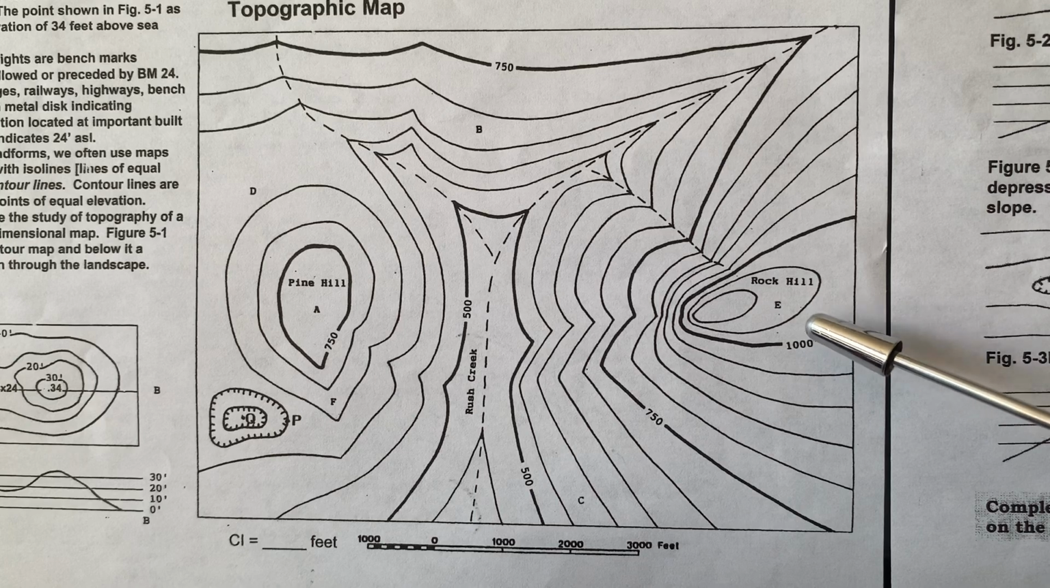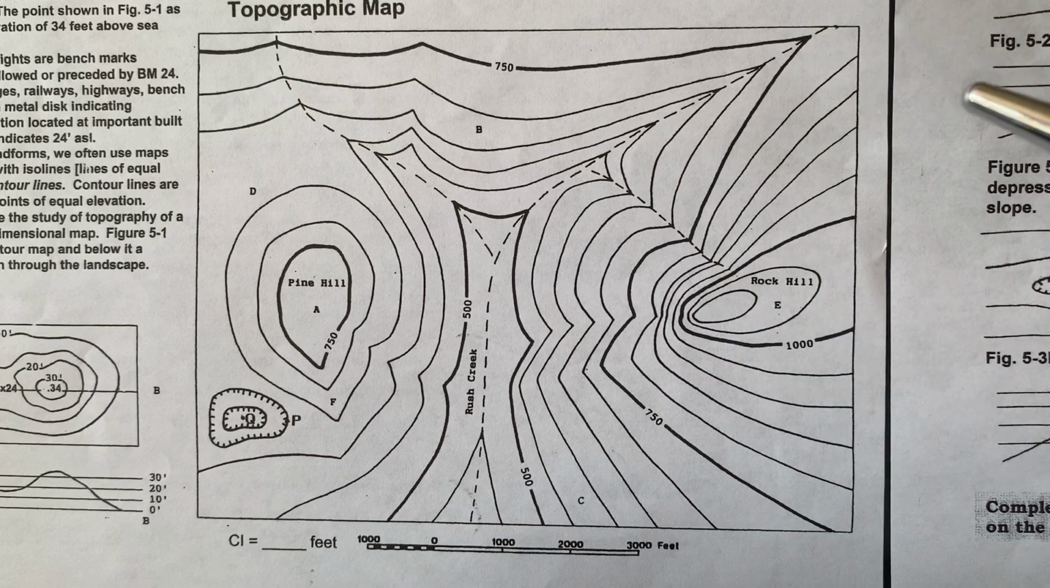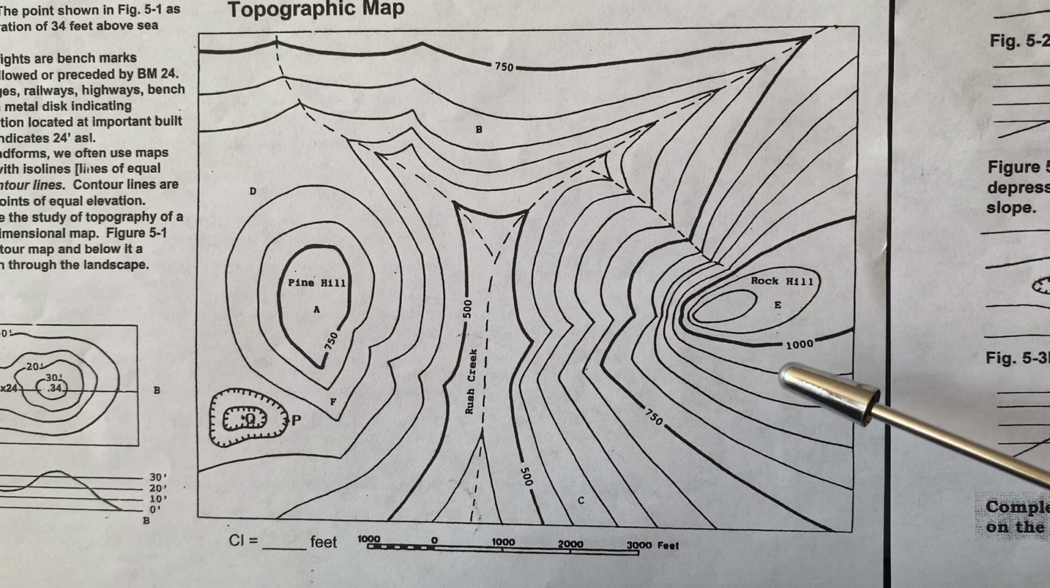So 1000 plus 50 plus 50 plus 25. And this will give us the elevation of the Rock Hill. So definitely the highest elevation on the map will be right here, the middle of this circle, the top of the hill. Now we have to look for the lowest elevation.